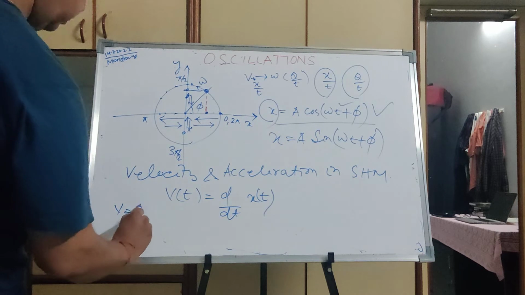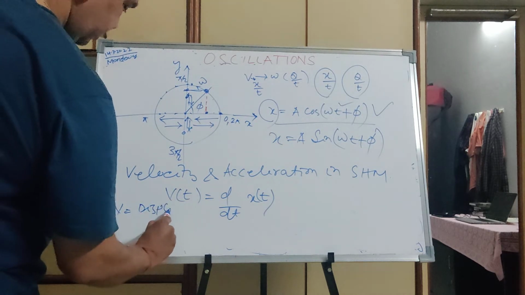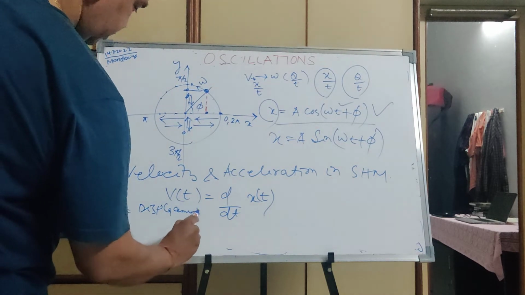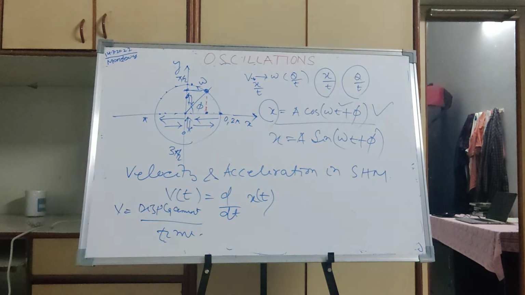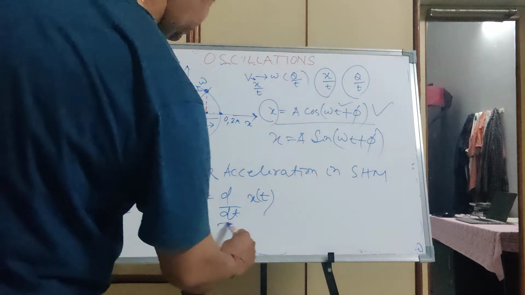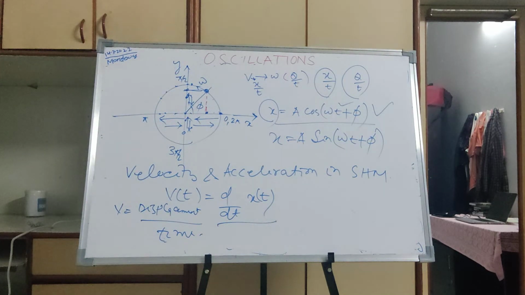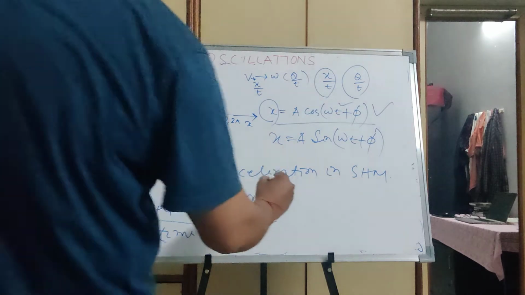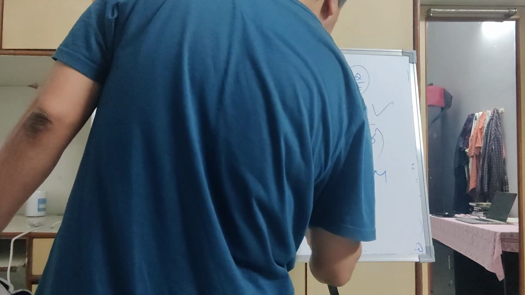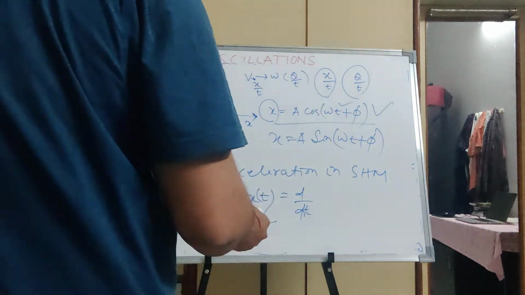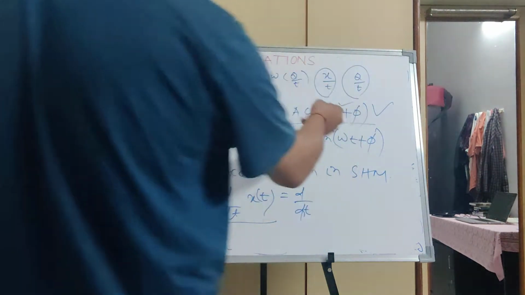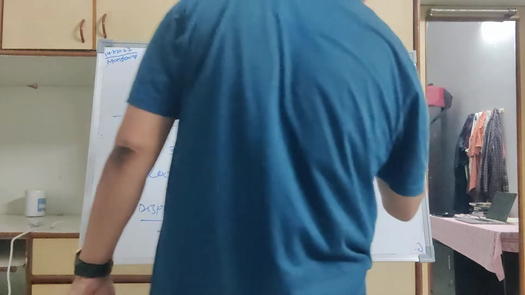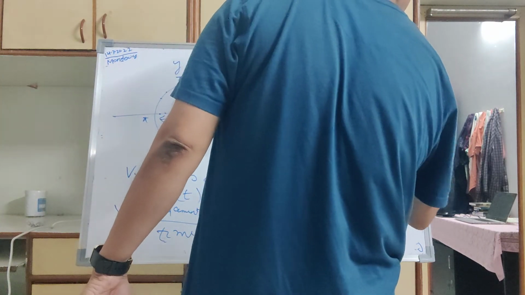Velocity is displacement by time. When it is infinitesimal, you write it as a derivative. The velocity is dx by dt. So here d by dt of x(t), where x is a function of t.